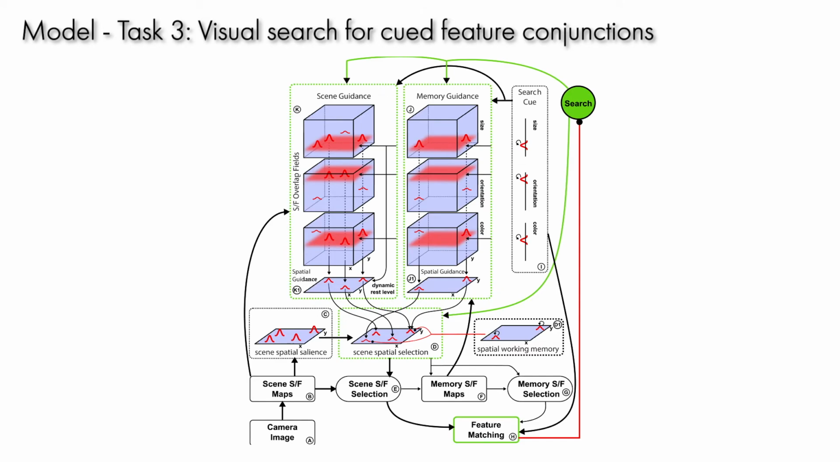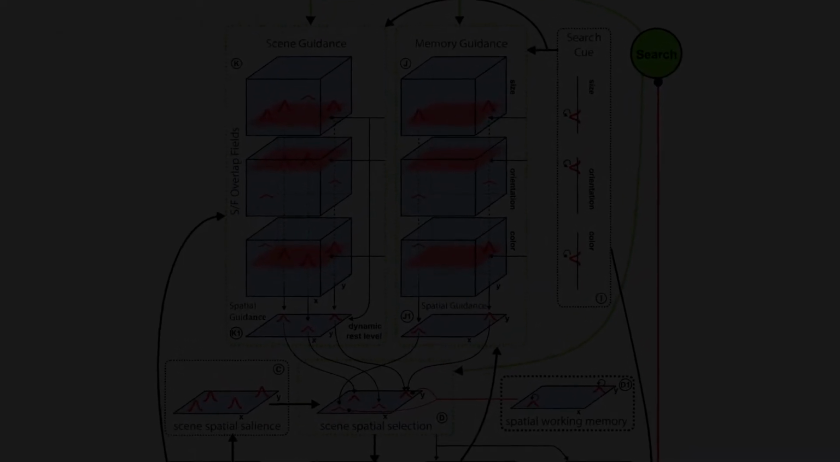The search task node drives a subnetwork which increases the likelihood that attention will be focused on a location where all features of the search queue are present. This is primarily achieved through top-down guidance from two sources, the visual scene itself and scene memory.